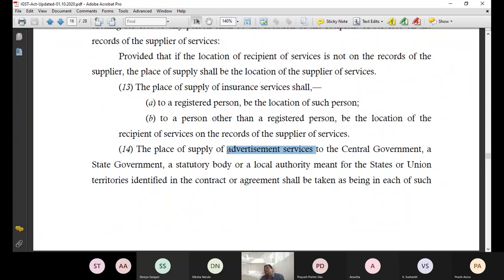For example, any movie is coming on the channel Star Plus, and the government of India has given an ad of 10 seconds on that channel. It will cover the entire nation. In fact, it will go beyond the nation also. So which state should get the revenue? It's a technical question. So what does section 12 subsection 14 cover? See carefully.